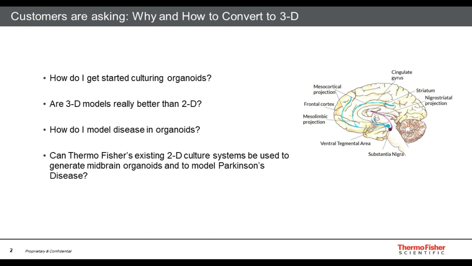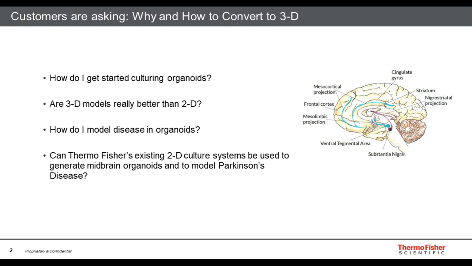So the work I'm going to discuss today was undertaken in response to those sorts of customer inquiries, but it focuses on a much narrower question, namely, can Thermo Fisher's existing 2D culture systems be used to generate midbrain organoids and to model Parkinson's disease?